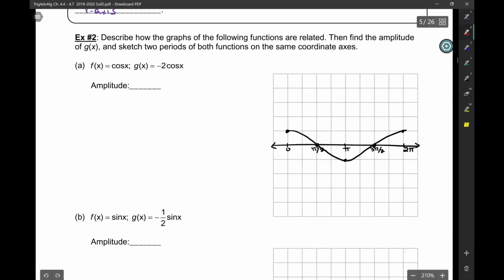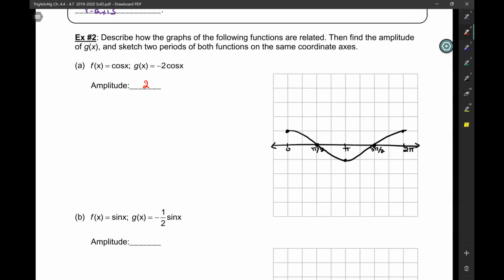Okay, now here's the biggie. Amplitude. Remember how we said that amplitude was the distance from the center up? Can distance be negative? No. So what's amplitude here? Just 2, not negative 2. Okay?